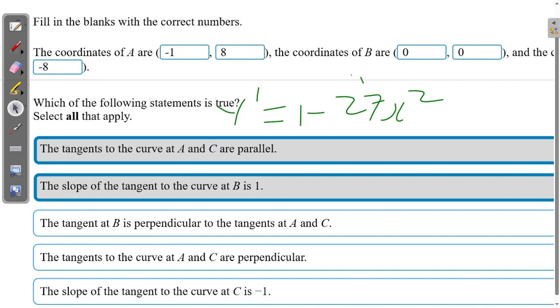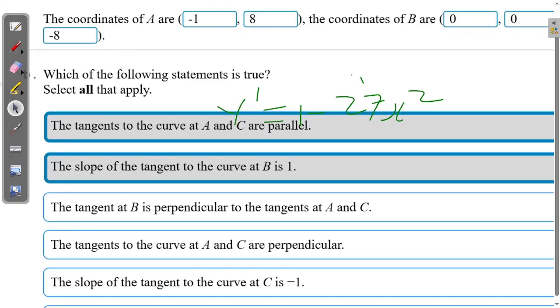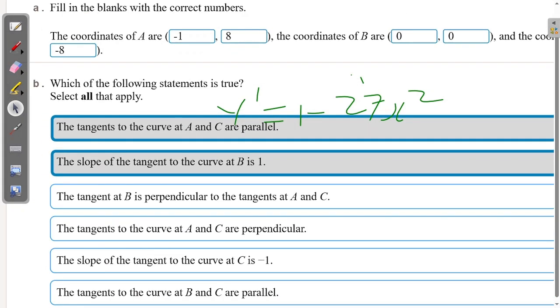Okay, perpendicular means if you multiply the slopes, you're gonna get negative 1. So let's try to multiply the slopes. We found that the first one is negative 26, second one is 1. Negative 26 times 1 is not equal to negative 1, so this is wrong. Tangents are perpendicular? No, we found that they're parallel, so no. At C is negative 1? No, it's negative 26. B and C are parallel? No, because they don't have the same slope.